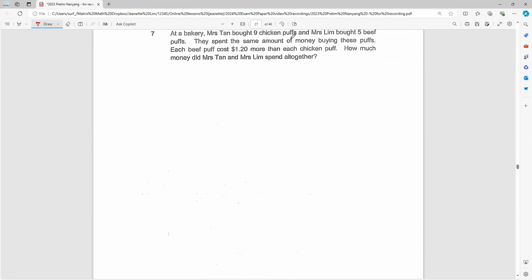Okay, so they spend the same amount of money. Mrs. Tan bought 9 chicken puffs, Mrs. Lim bought 5 beef puffs. So if they spend the same amount of money means that they must cost the same, right? So the 9 chicken puffs is actually the same as 5 beef puffs. Next, they said that 1 beef puff costs $1.20 more than a chicken puff. So 1 B is actually 1 chicken puff plus $1.20.